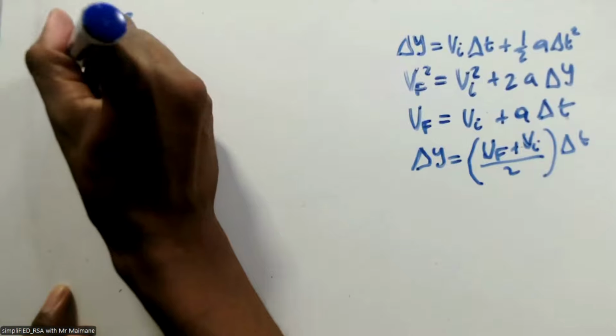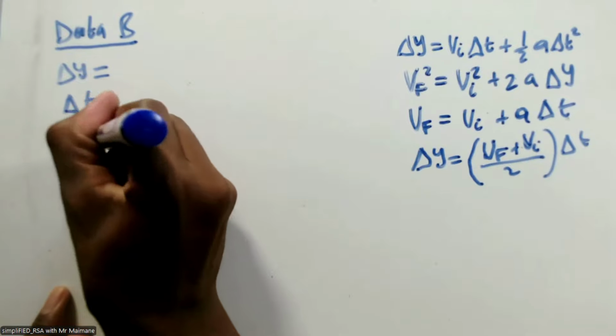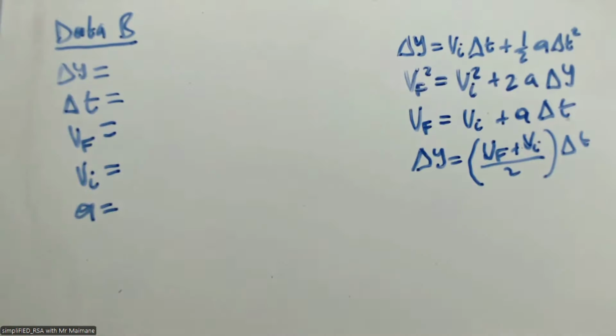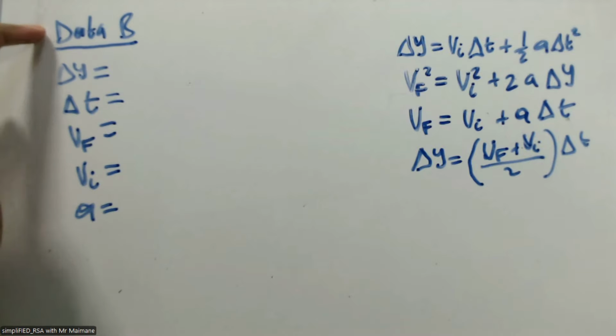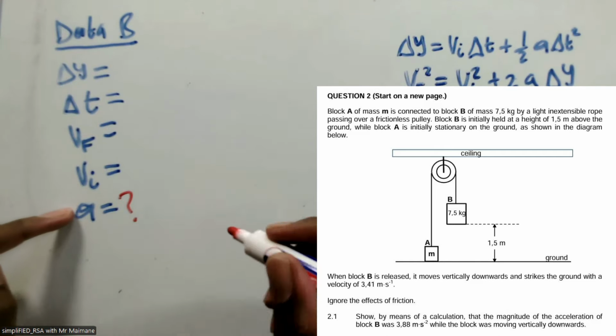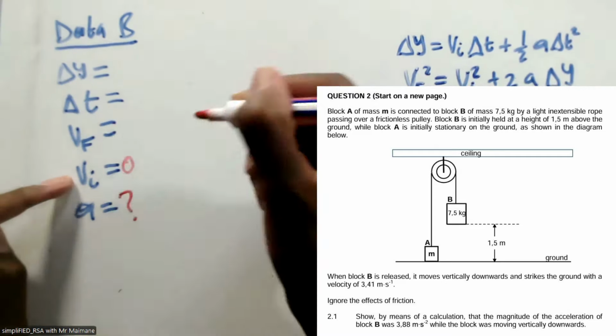So given that change in y, change in t, final velocity, initial velocity, and acceleration, what information do we have about block B? Obviously, the acceleration we don't have because it's the one we have to calculate. The initial velocity: block B was held initially at a height of 1.5 meters above the ground, while block A was initially stationary, meaning there was no movement between the two blocks. So the initial velocity is 0.